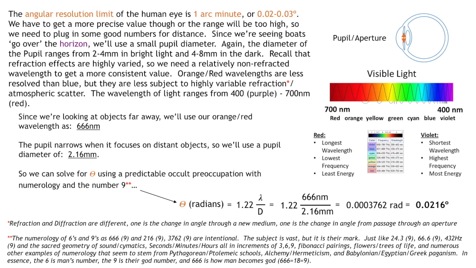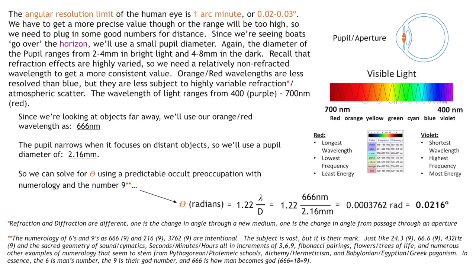The pupil narrows when it focuses on distant objects, like we said, so we'll use a pupil diameter of very low, 2.16 millimeters. So we can solve for theta, such that theta in radians is equal to 1.22 wavelength divided by diameter, which is 666 nanometers divided by 2.16 millimeters. That gives us our number in radians, which is also adding up to 9, as we'll go through. And that gives us an angular resolution theta of 0.0216 degrees.